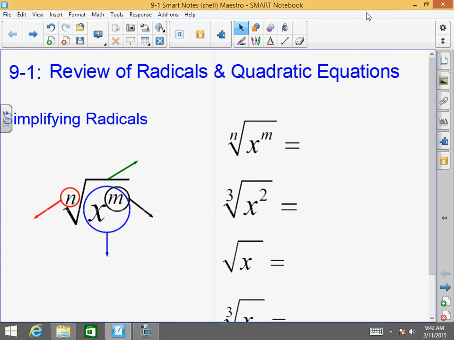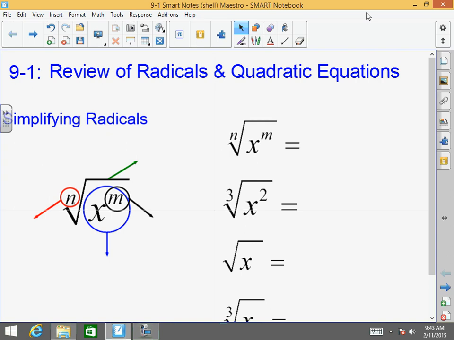Morrow's Honors Geometry class. Today we're going to be talking about radicals and quadratic equations. Very important skills that you learned in algebra, but you're going to see them a lot in this chapter. We're going to be working with things like the Pythagorean theorem. We're going to be working with special right triangles, and radicals are going to dominate this, okay?